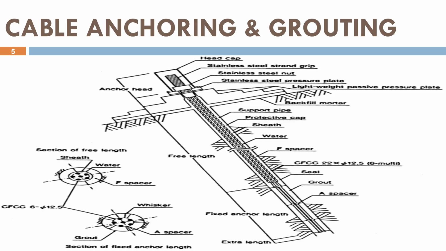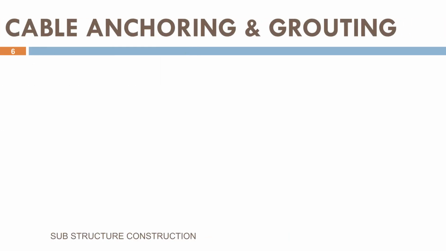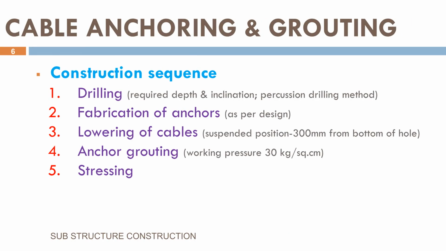This visual illustrates the components involved in cable anchoring, including the anchor head, protective sheaths, and the grouted section that secures the tendon into the soil or rock. Now let's understand the construction sequence of cable anchoring.